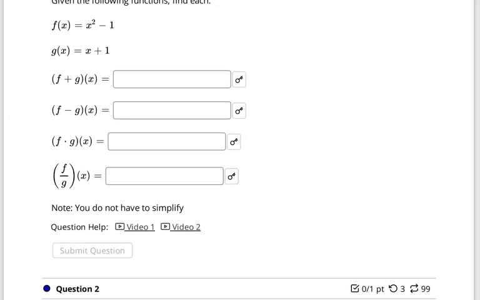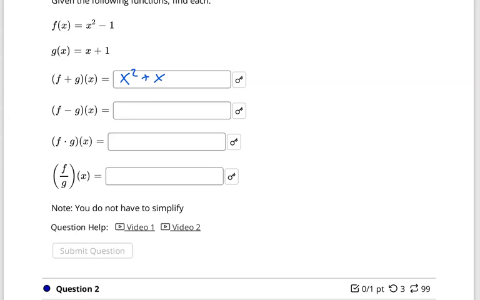F plus g of x, we simply add the two together. There's only one x squared around, so x squared. There's only one x around. And there's a minus 1 and a plus 1 added together gives 0, so there's our solution.